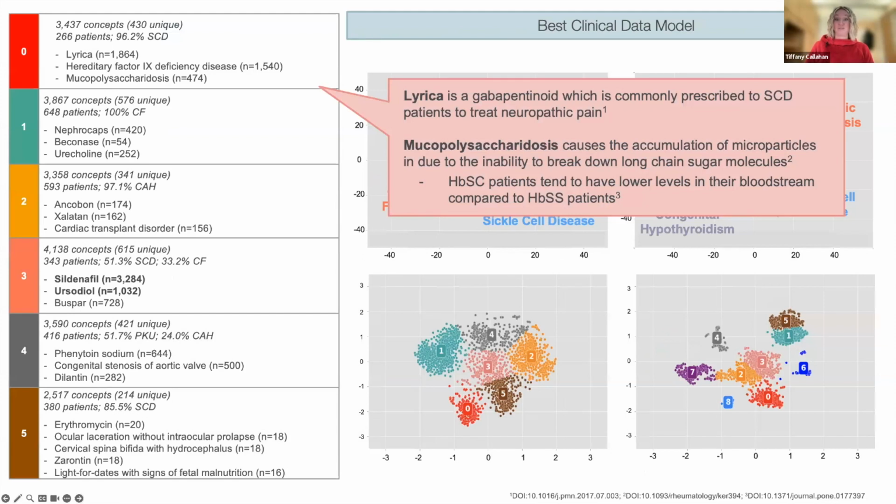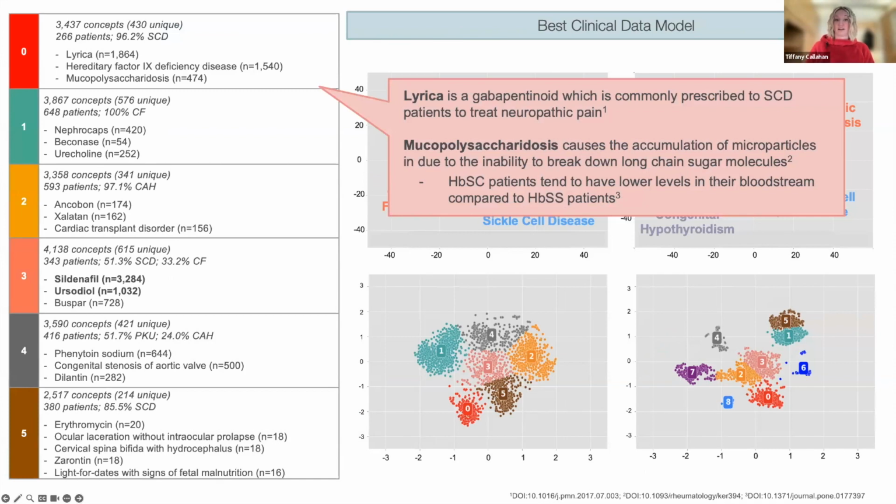So the table on the left represents the count of concepts, total and unique, and patients identified for each cluster. In this case, I'm only going to present the results for sickle cell disease patients, for which we identified 3 subphenotypes from that prior figure. And this is just for the best performing clinical model first, so not the knowledge graph yet. So what do we find?